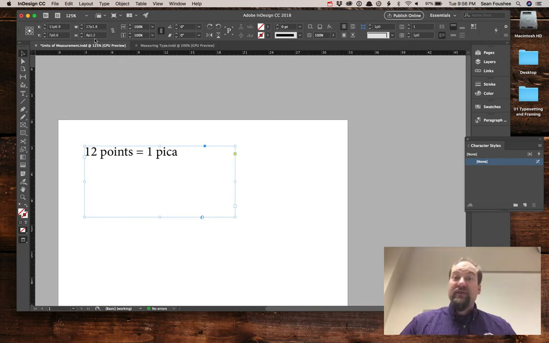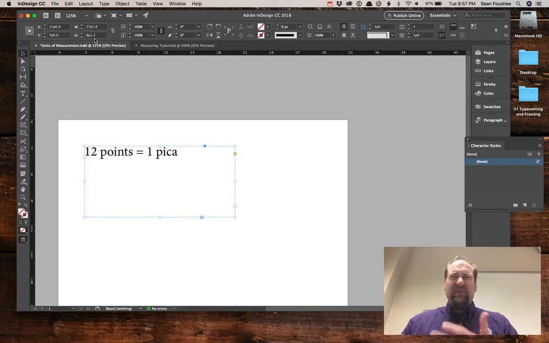All right, and that's it. That's all we need for units of measurement. Points, picas, inches. Points are the smallest, inches are the largest. You got to understand that 72 points are in an inch, there are 12 points in a pica, and that there are 6 picas in an inch. As long as you get that conversion down, you memorize that, everything else is easy.